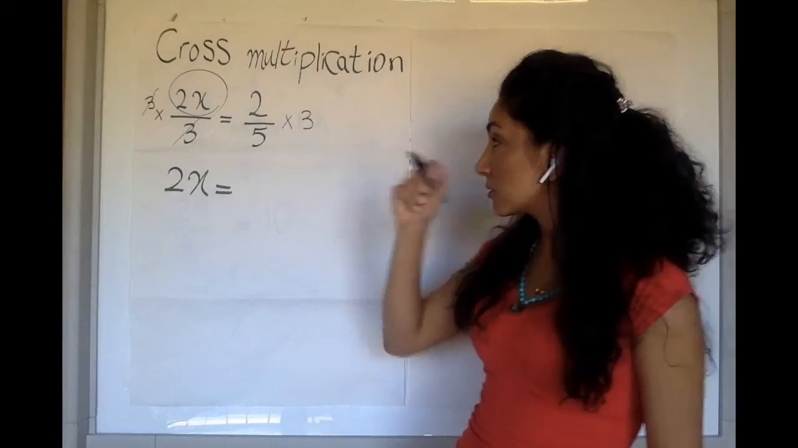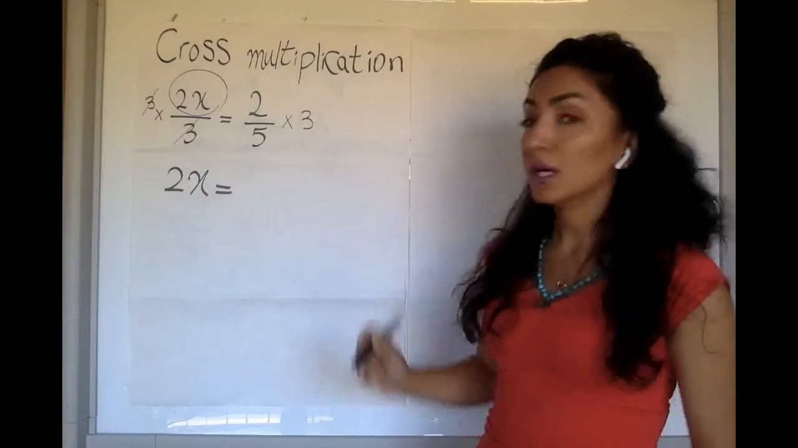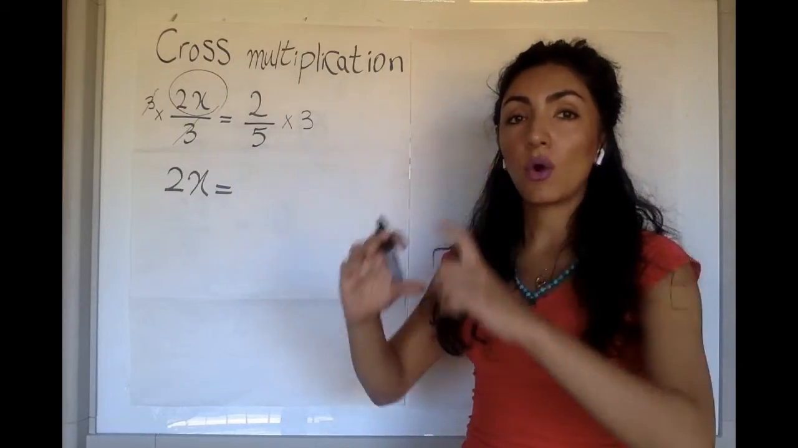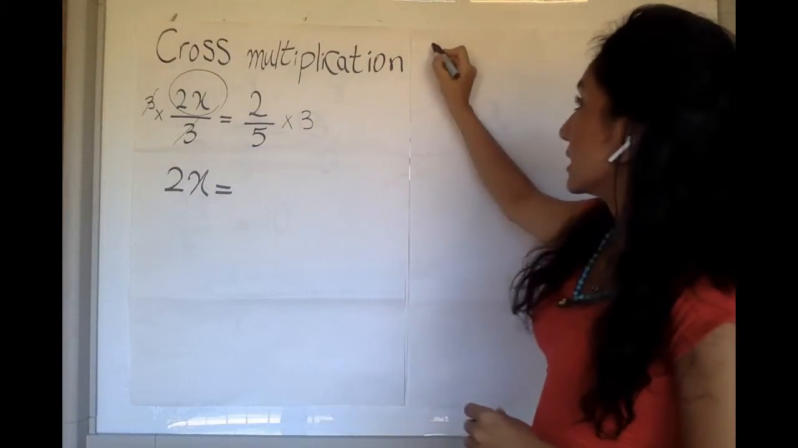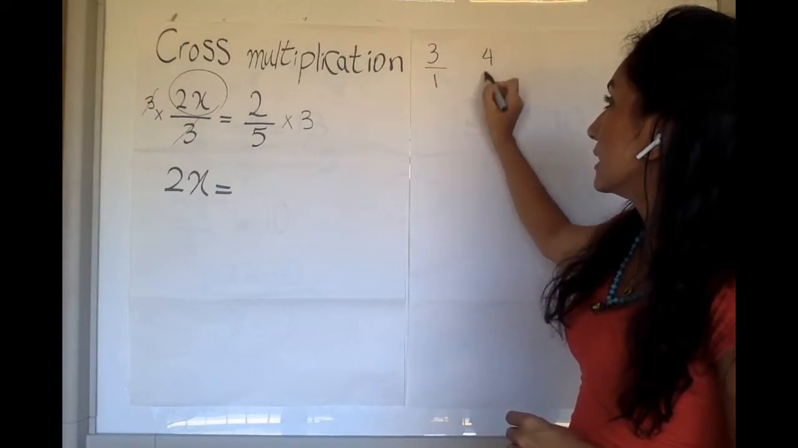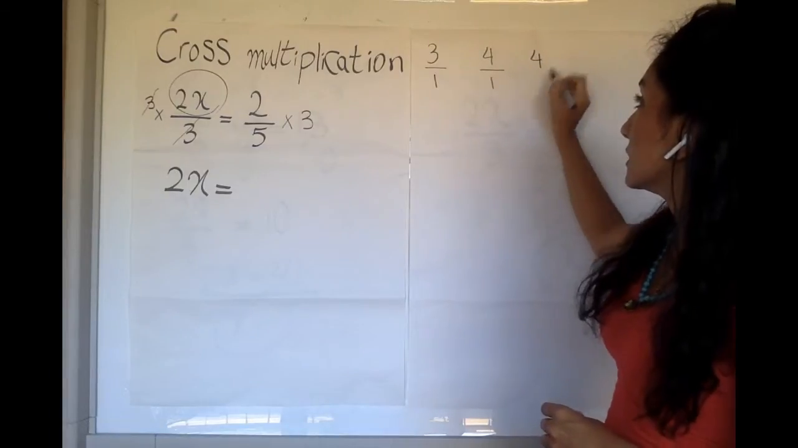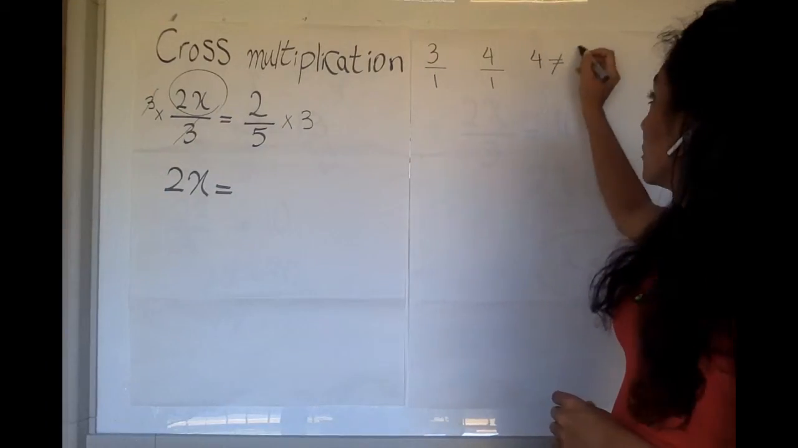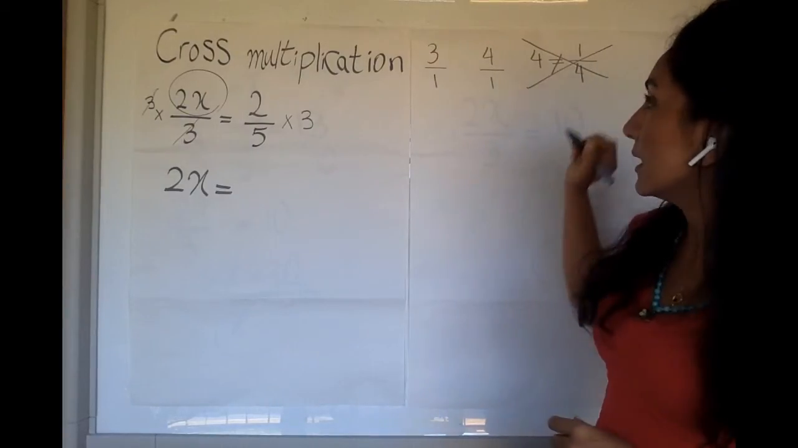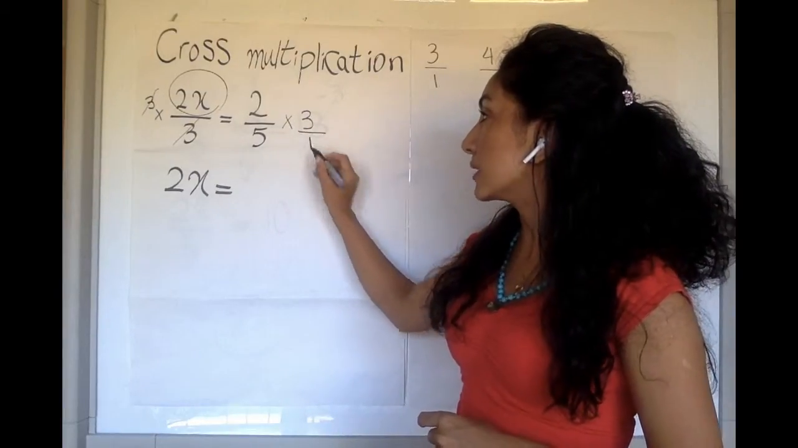Why is it times 3? Why don't I, for example, multiply 5 by 3? It's because 3 is a number, and each number can be written as the number over 1. For example, 3 can be 3 over 1, and 4 can be 4 over 1. But 4 is not equal to 1 over 4, that's wrong. So instead of 3, I can write 3 over 1.